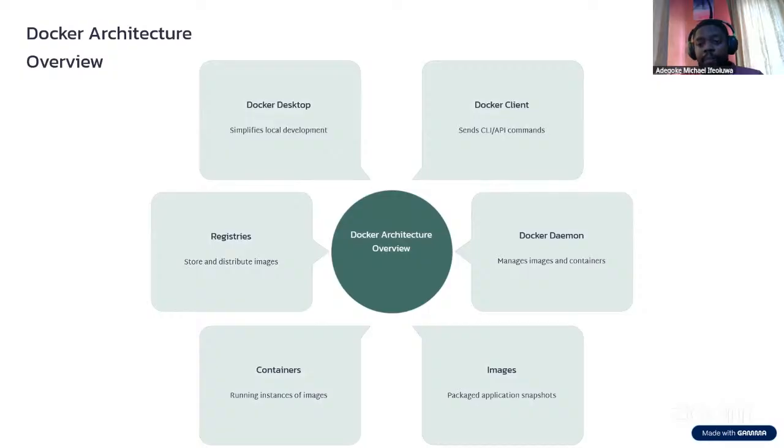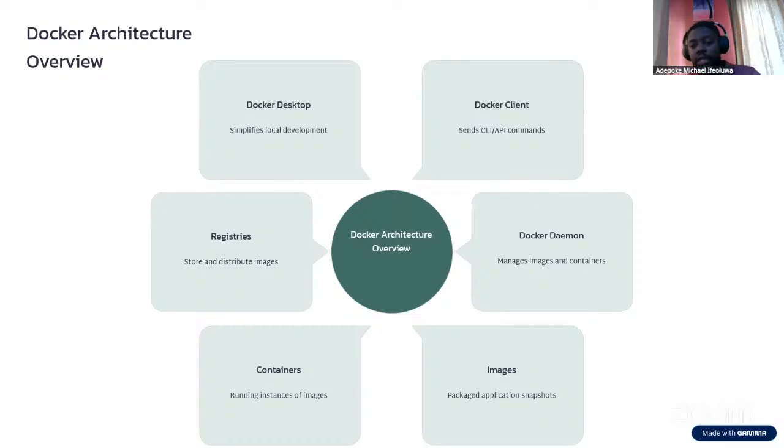When you map all these components together, you encounter the Docker client, which is what you use to issue your different commands. It sends CLI and API commands. You have your Docker daemon that runs in the background. It manages images, containers, networks, and volumes also. Then you have your Docker images, which are the packaged snapshots. The containers are the running instances of those images.